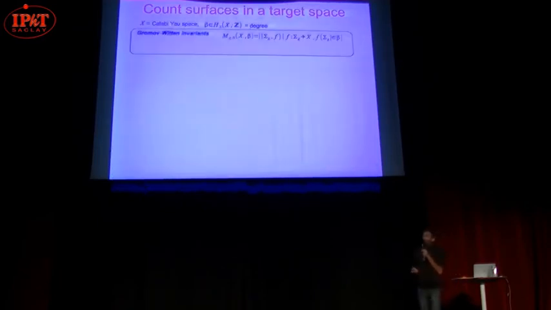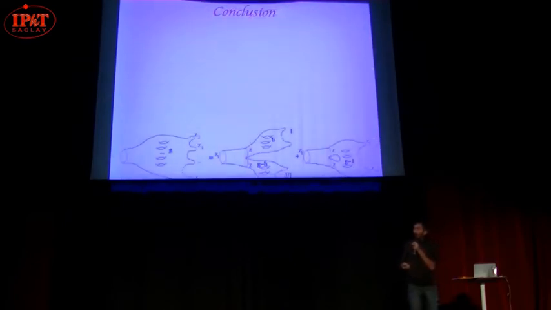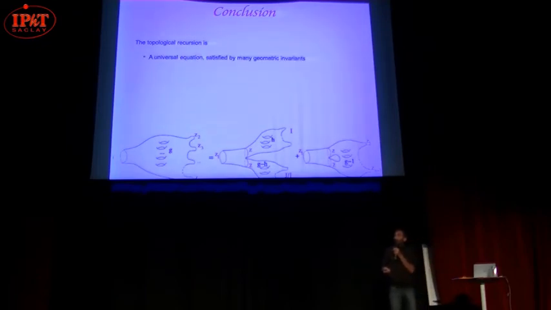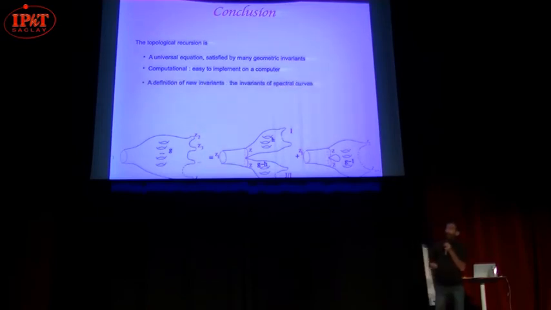So I will skip the next thing because I'm a little bit late, or maybe we started late. But let me conclude. Topological recursion is a universal equation satisfied by many geometric invariants, by many enumerative geometry problems. And what I showed you is that, another remark, it's very easy to implement. It's completely automatic. It's just computing residues. So any Mathematica or any software can do it.